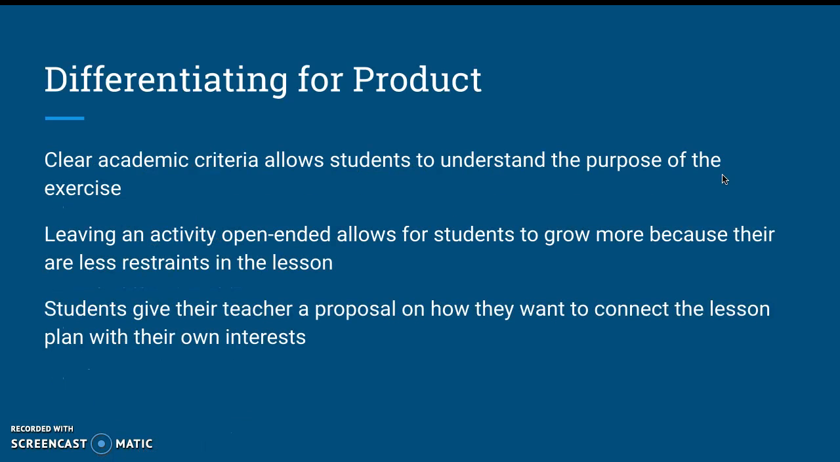Now, differentiating for the product. Clear academic criteria allows all the students to understand the purpose of the exercise. This is very important so that no students are confused and that all the students are working towards the same endpoint. Leaving an activity open-ended for students to grow takes away restraints on the lesson, which also takes away some pressure, along with allows more individuality and experimentation. Students give their teacher a proposal on how they want to connect the lesson plan to their own interests.